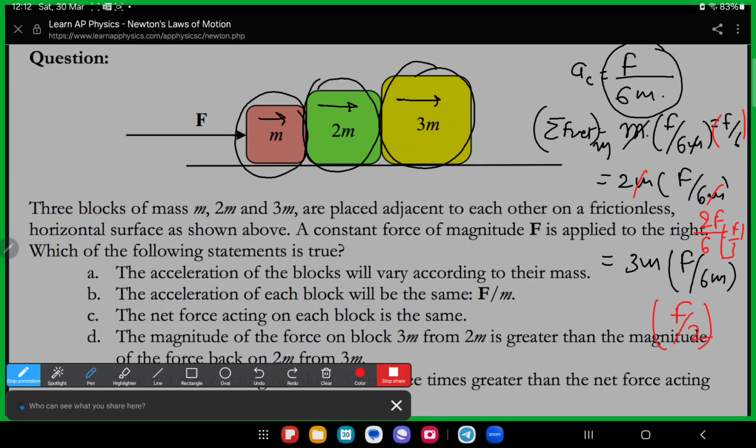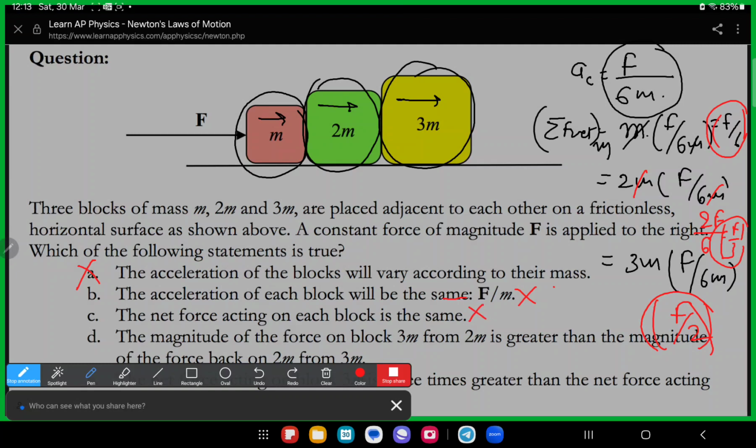Now the statement: the acceleration of a block varies according to its mass. Here we have to check the mass. Here the mass gets cancelled out, otherwise this statement is incorrect. The acceleration of each block is F by m. This is also not correct. The net force acting on each block is the same. Does it look the same? All are different. So this is also not correct.